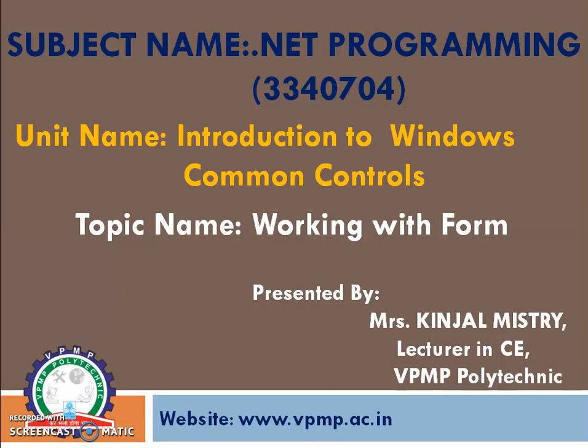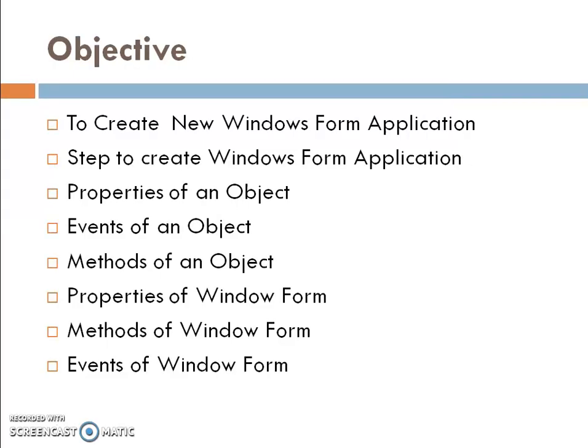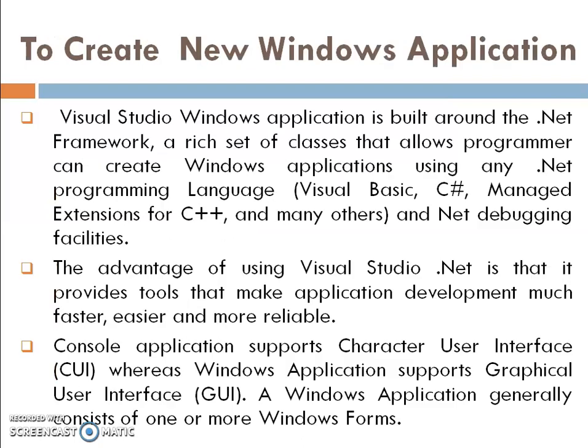Today my topic name is Working with Form and chapter name is Introduction to Window Common Controls. In this video lecture we learn the following topics. First, we discuss how to create a new window form application. Second, the steps to create a window form application. Third, different types of properties, events and methods of an object. Last, we discuss properties of window forms, methods of window forms and events of window forms.